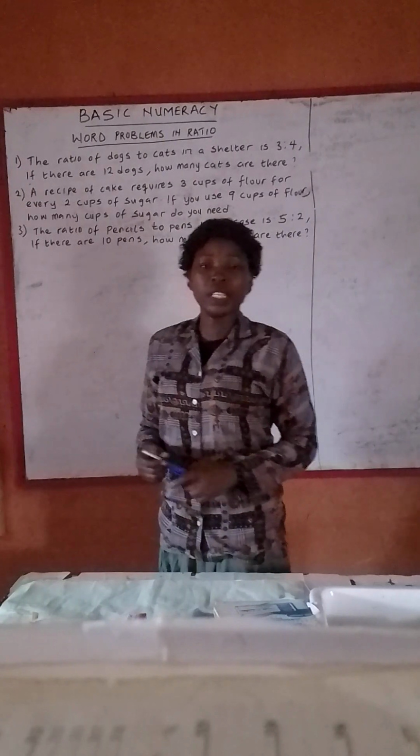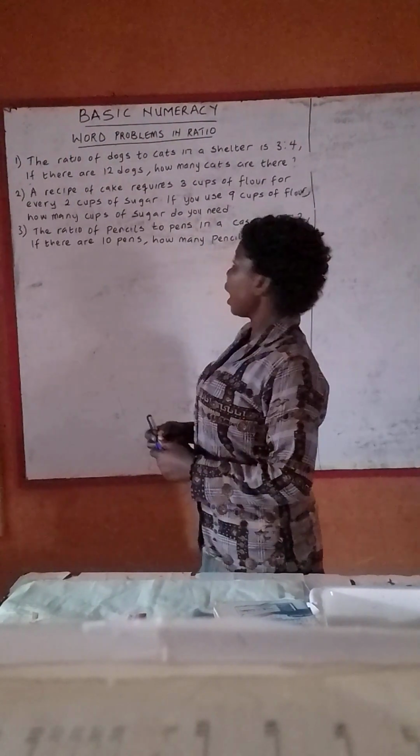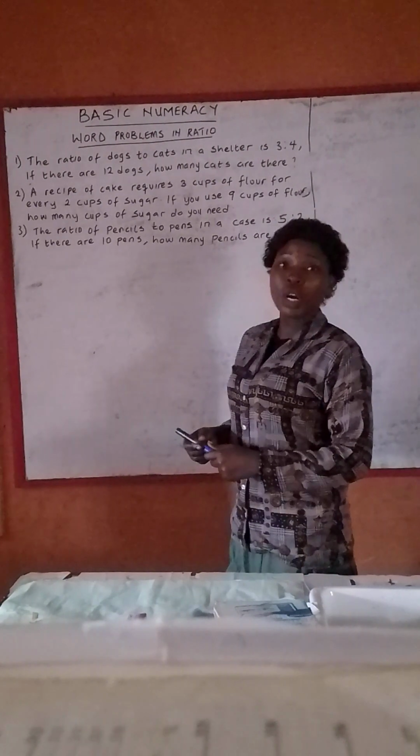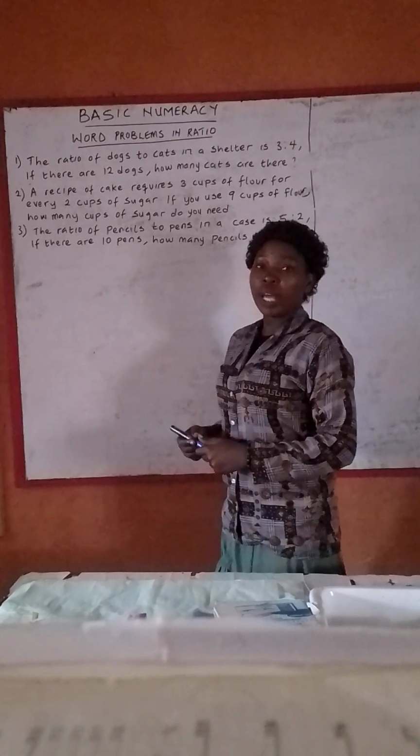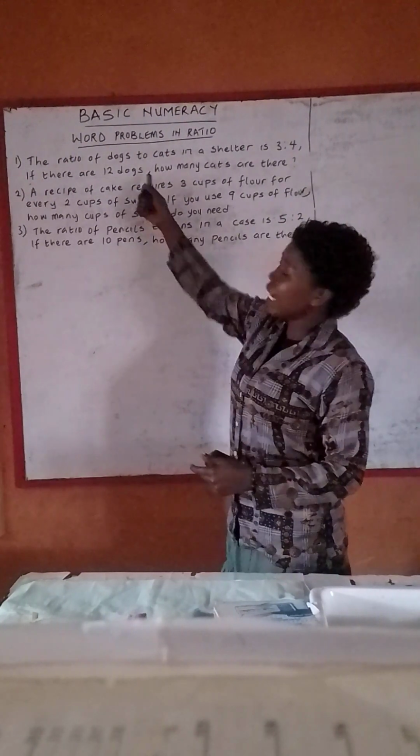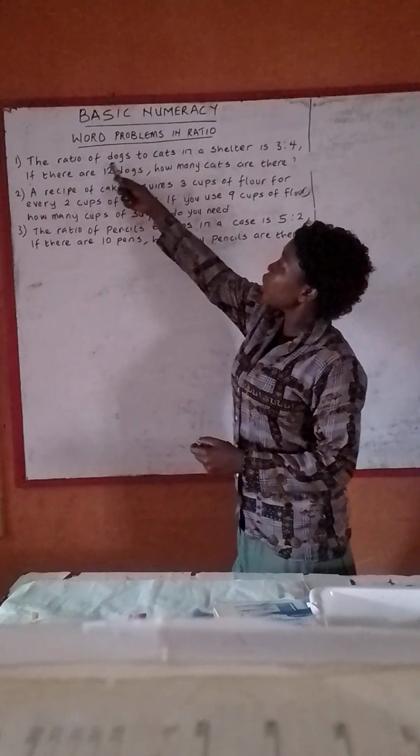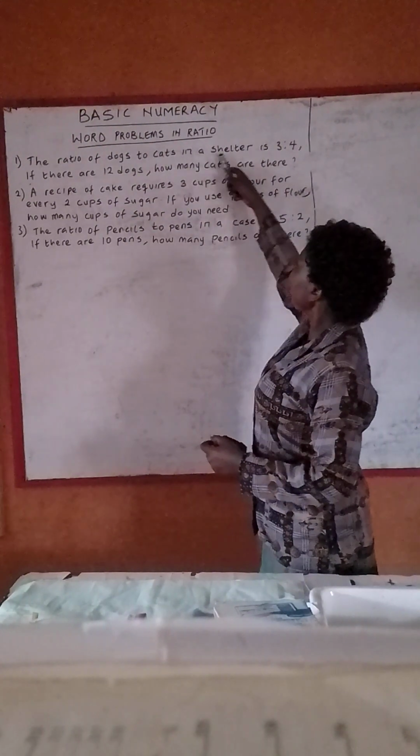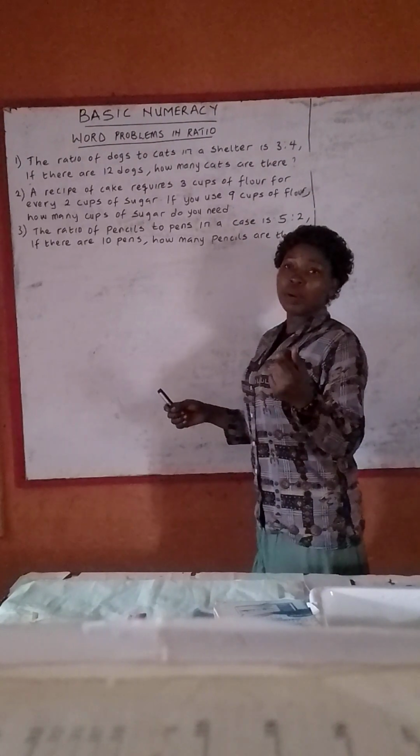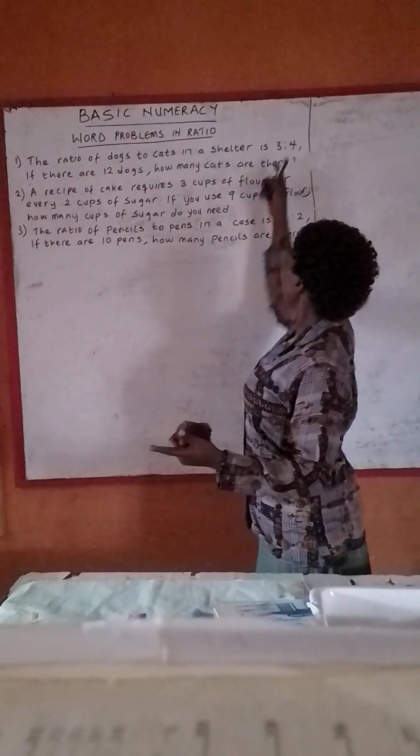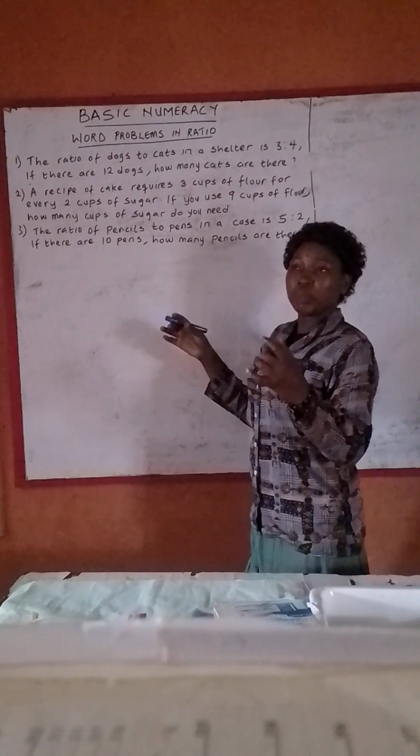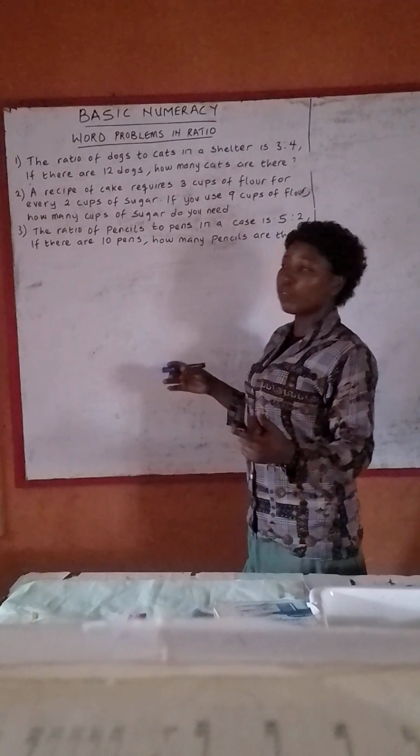Welcome to class once again. Today, I am going to be taking you through how to solve word problems in ratio. Looking at the question I've put on the board, the ratio of dogs to cats in a shelter is 3:4. You could remember that in the last series we talked about how to solve ratio: divide the ratio from the biggest value to its simplest form.